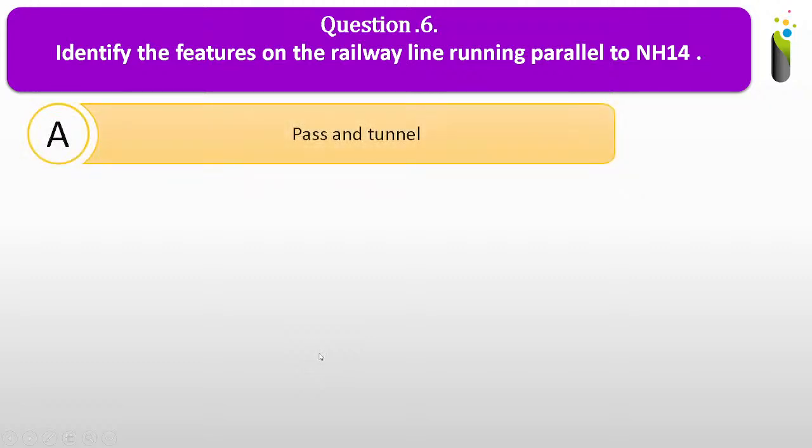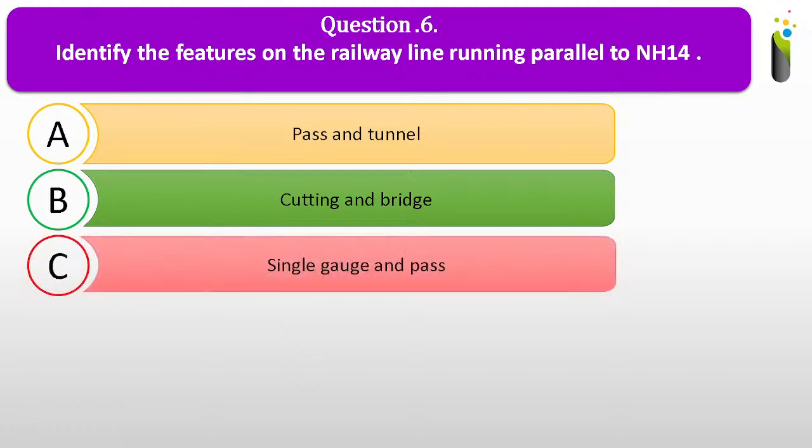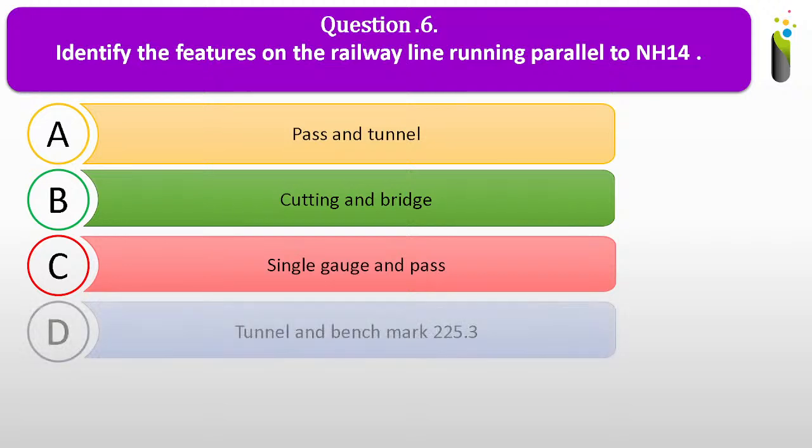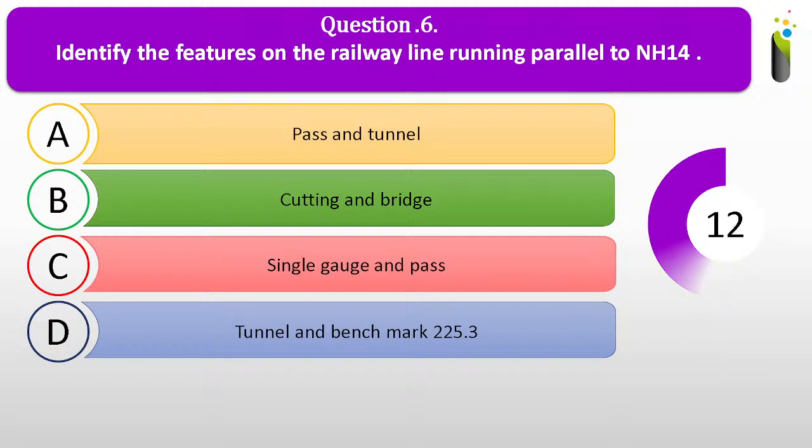And the options are A. Pass and tunnel, B. Cutting and bridge, C. Single gauge and pass, D. Tunnel and benchmark 225.3. And your time starts now. Answer me for question number 6.